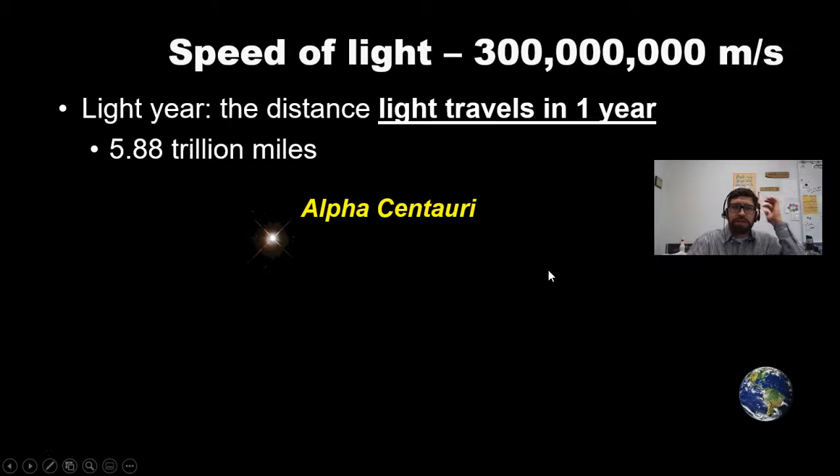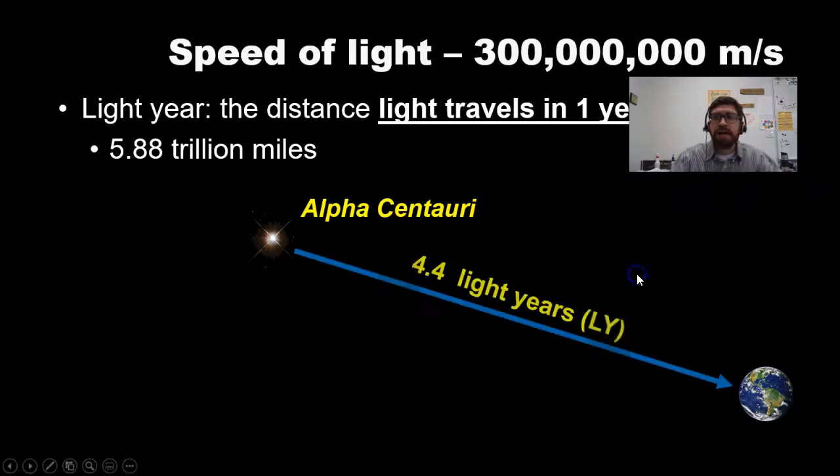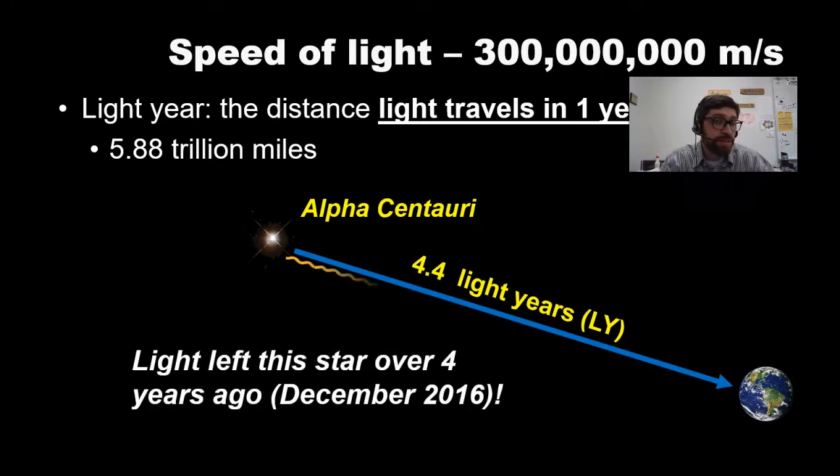Alpha Centauri is actually the star that's closest to us, closest to the Earth, aside from the sun. Alpha Centauri is 4.4 light years away from Earth. Here's what that means. Light traveling from this star, moving at the speed of light, takes 4.4 years to reach here. Light that you see coming from this star tonight left it over 4 years ago.